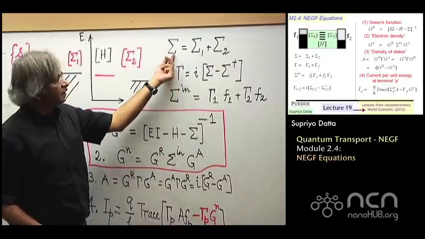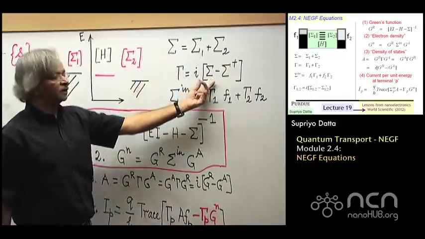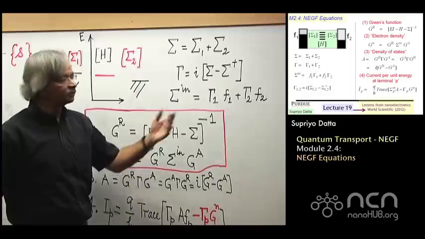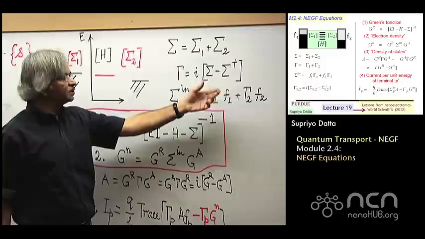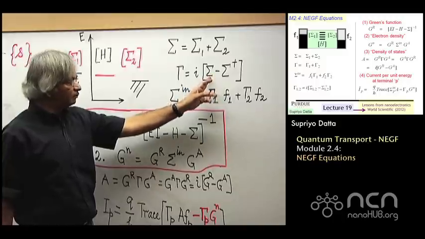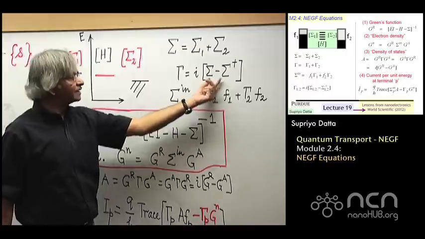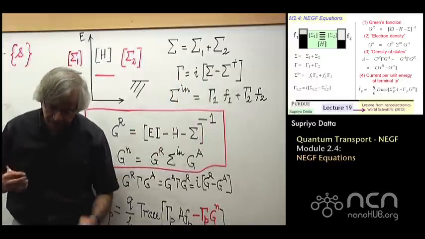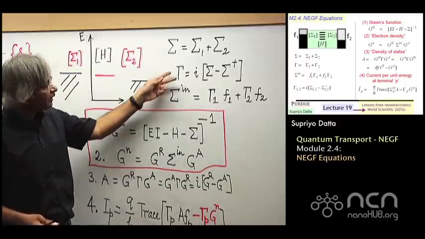And the sigma is non-Hermitian. If you look at its anti-Hermitian part, sigma minus sigma dagger, that would be 0 if sigma were Hermitian, because Hermitian means a matrix being equal to its conjugate transpose. That's what's called gamma, and that's like the escape rate. That's what physically tells you how easily electrons can escape from the device.